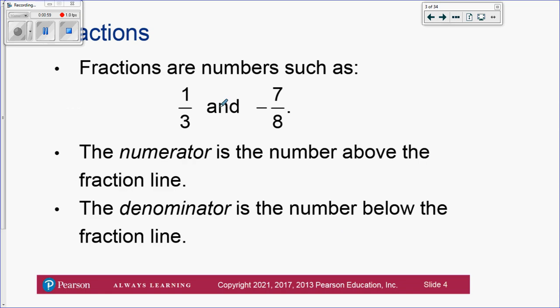So fractions are numbers such as 1 over 3 and 7 over 8. The top number is called the numerator, and the bottom number, down, is called the denominator. It's a good way to remember it.